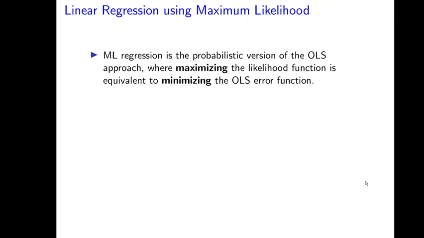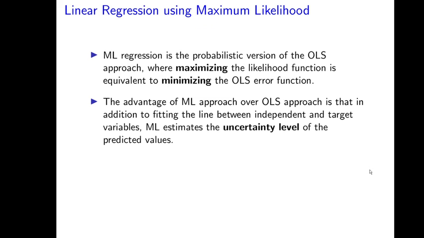So first of all, we have to say that the maximum likelihood regression is identical to the OLS regression approach, which means that the regression line we obtain by using the maximum likelihood approach is identical to the regression line we obtained when we employ the OLS technique, simply because maximizing the likelihood function of our data is equivalent to minimizing the ordinary least squares error function. So we obtain the same regression line in both approaches.